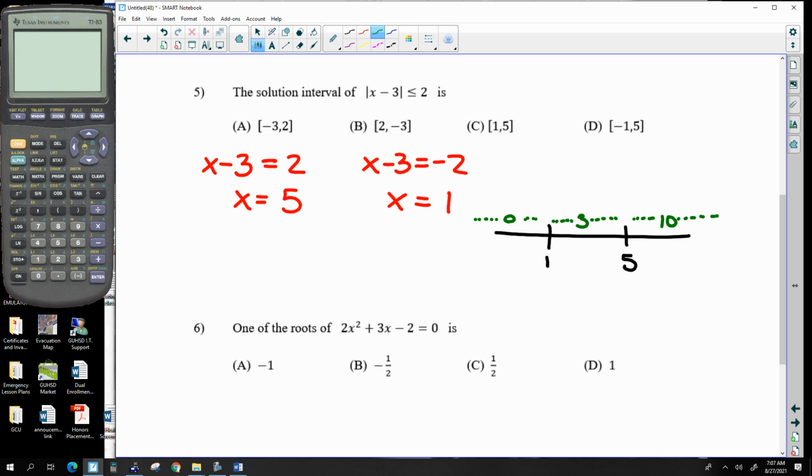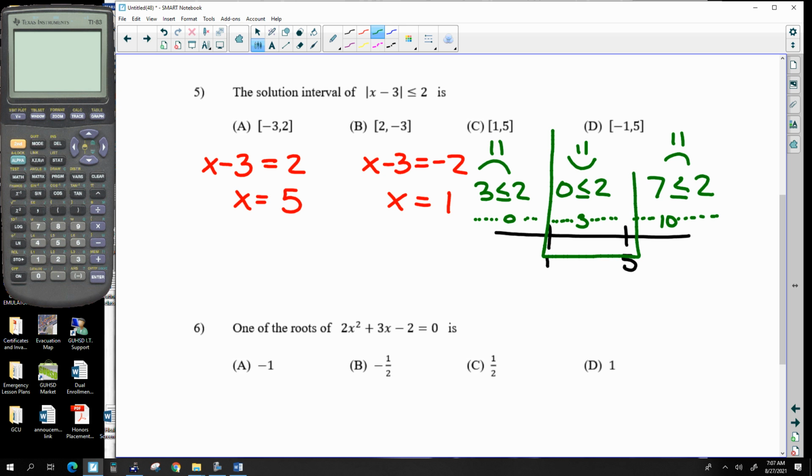So for instance, if I test the number 0 in my equation, I get 3 is less than or equal to 2. That's not true. If I test the number 3, that would be 0 is less than or equal to 2. That is true. I test the number 10. That would yield 7 is less than or equal to 2. That is not true. So right here is the good stuff, from 1 to 5. And so that would be 1 to 5.